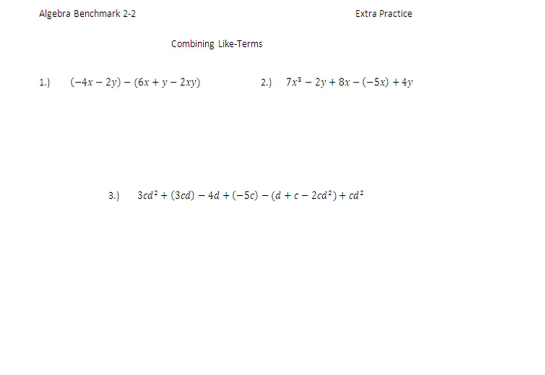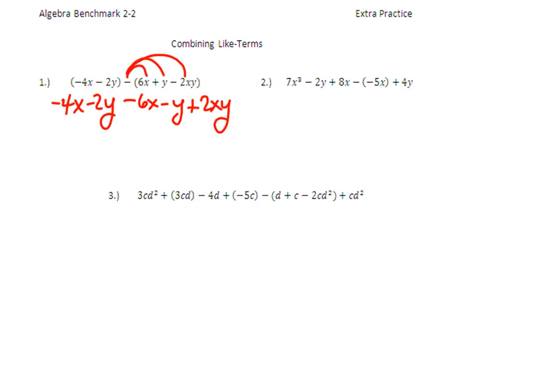All right, algebra benchmark 2.2, combining like terms. First thing we're going to do is distribute this negative sign through the set of parentheses here. So that's going to be negative 6x, and then minus y, or plus the opposite of y, and then plus positive 2xy. I'm going to recopy this.